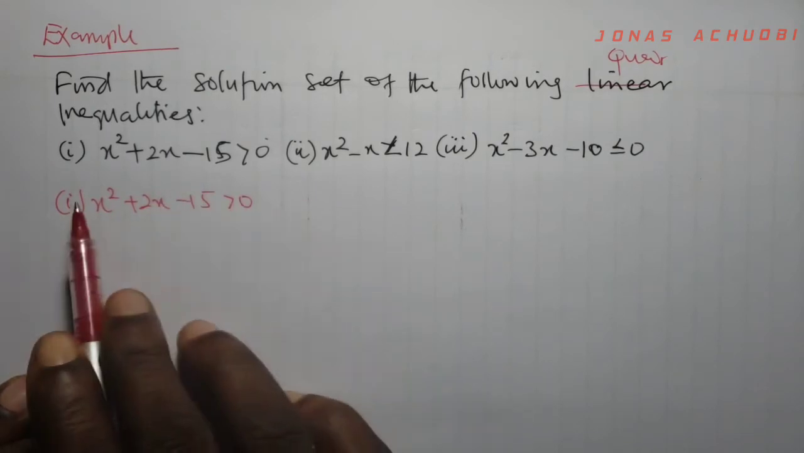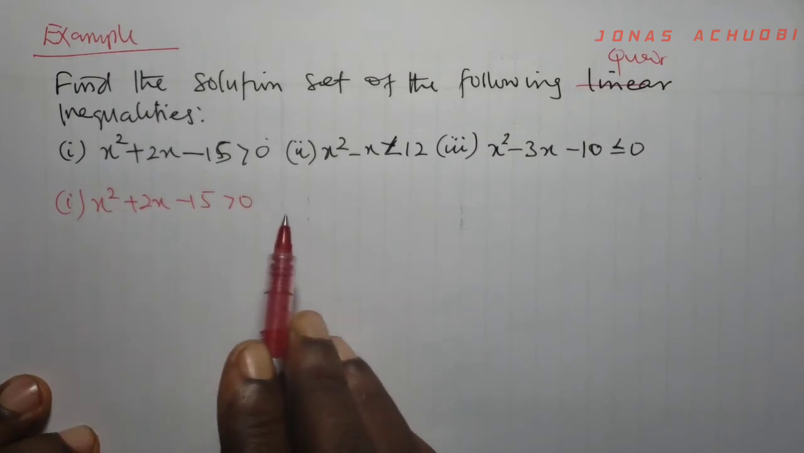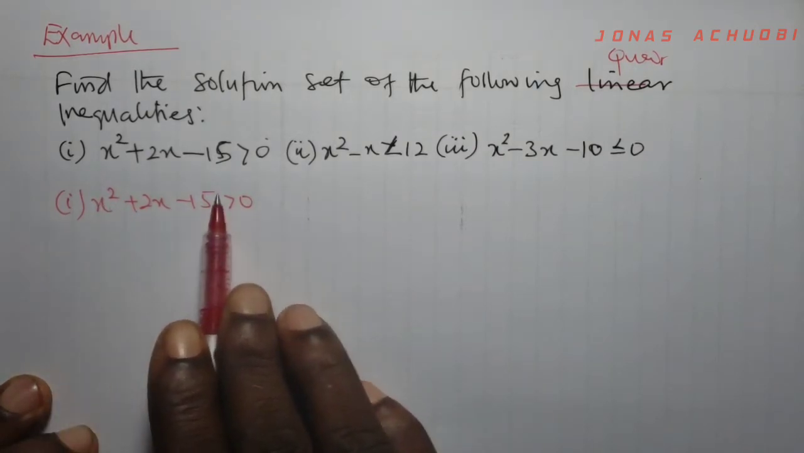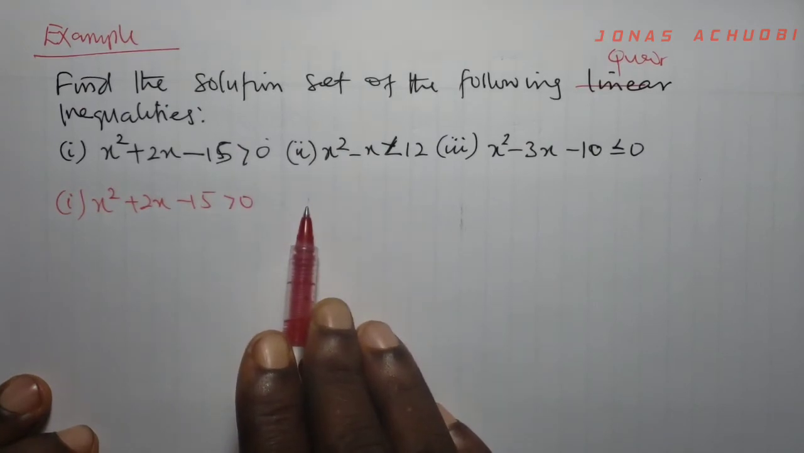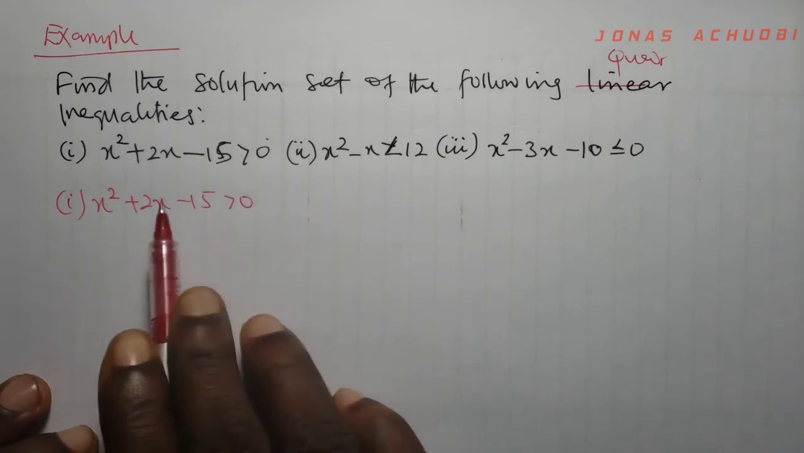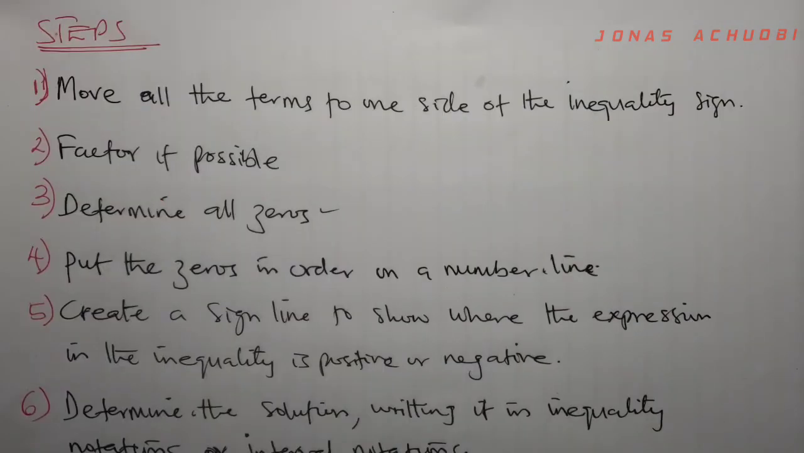It said move all the terms except 0. We should move all the terms to one side of the inequality. So you may choose also, if you like, to move all these terms to the right-hand side of the inequality. There's no problem. But I choose to leave all my terms on the left-hand side of the inequality. So step 1 has been checked.